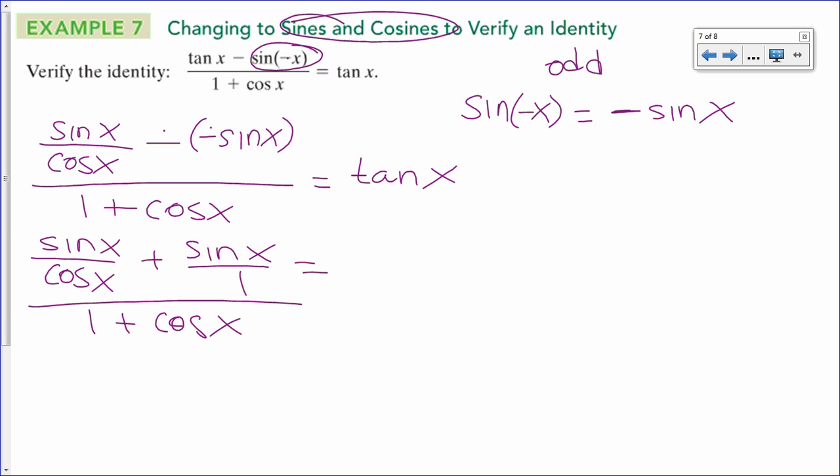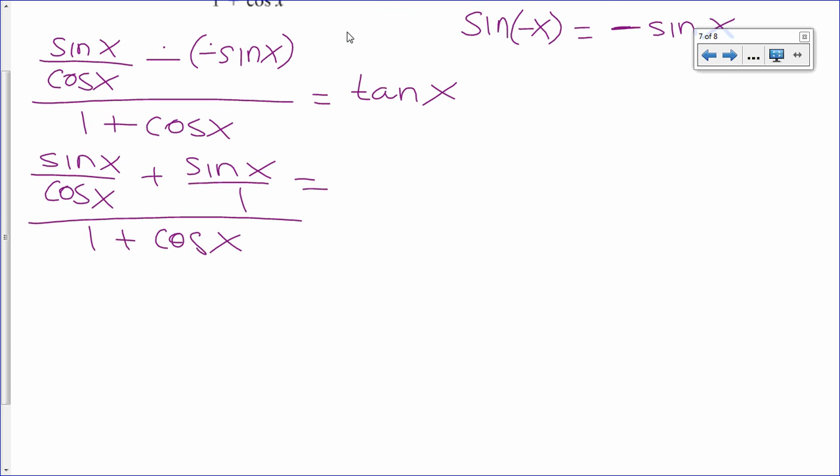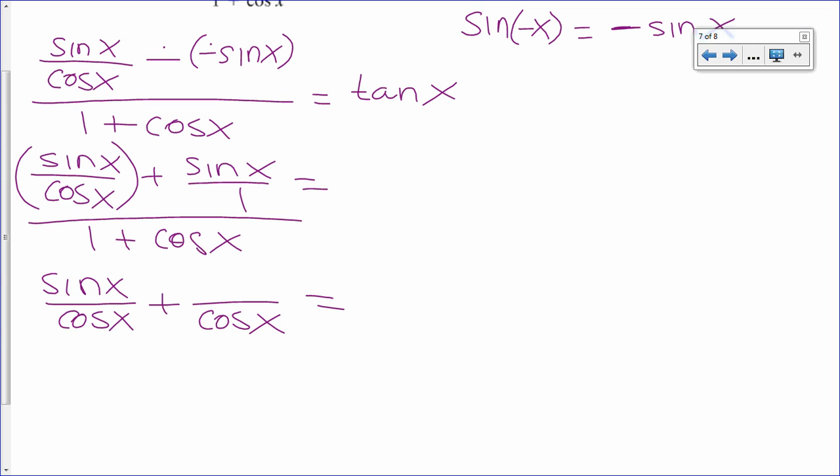Okay, now we need to find the common denominator there, which is obviously going to be cosine x times 1. And that means that the first fraction is good, leave it like that. But the second one needs to be multiplied top and bottom by cosine x. So that will give me sine x, cosine x. All of this under one fraction.